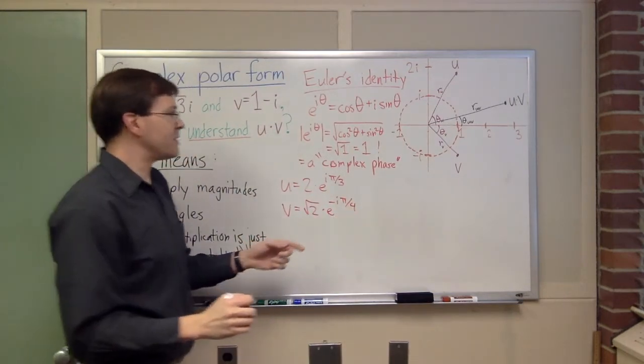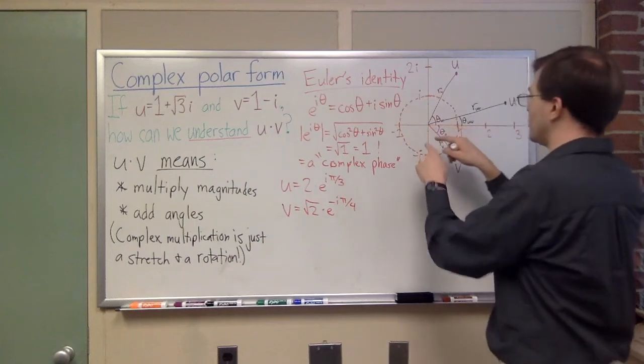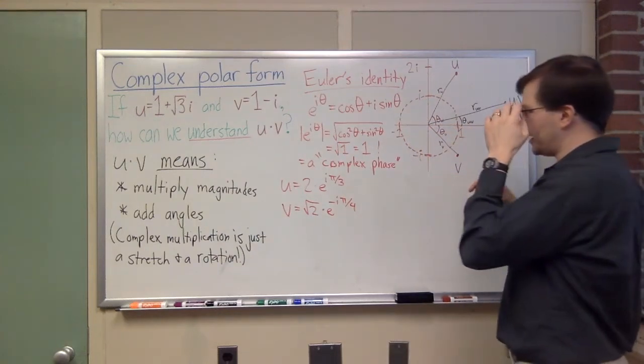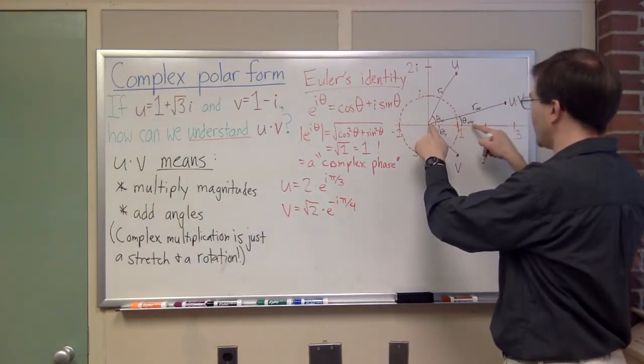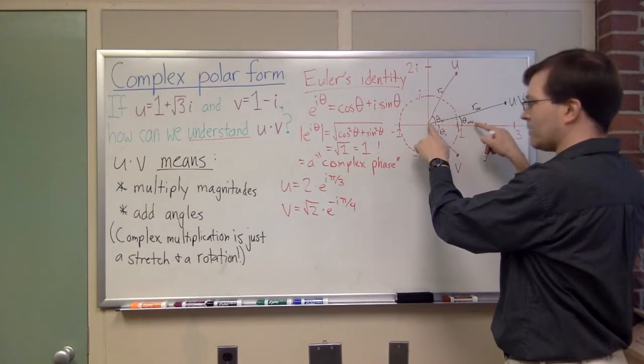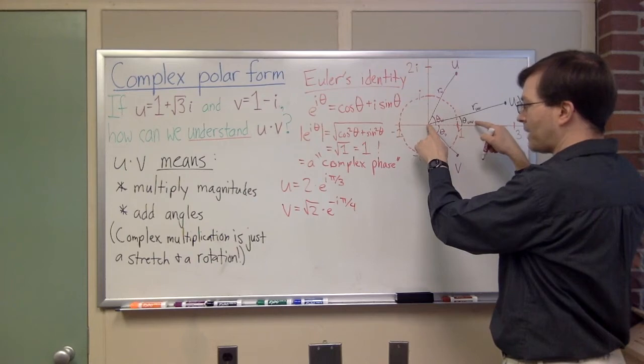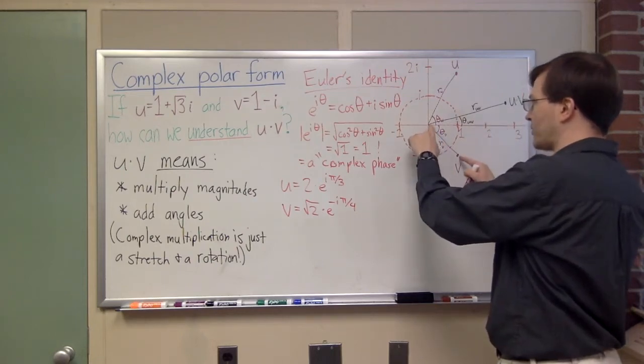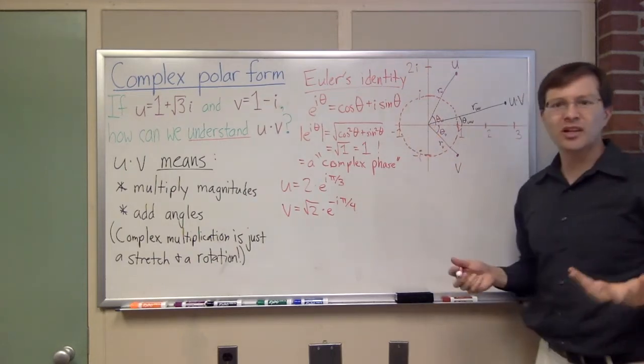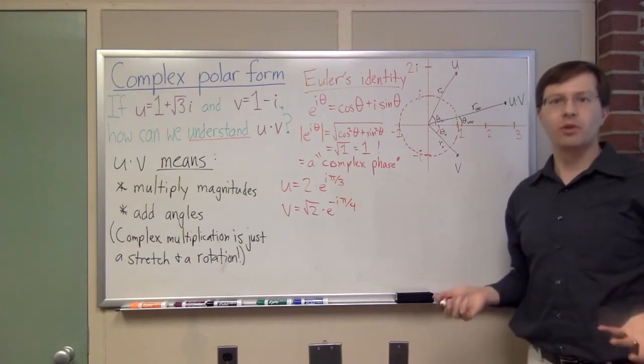And what does that mean? That means I start with something of length square root of 2, so square root of 2 is 1.4 over here, that's my thing, and then multiplying by e to the minus i pi over 4, I'm just rotating by negative pi over 4 radians, negative 45 degrees. That takes me to here. That's what a complex number is in complex polar form.